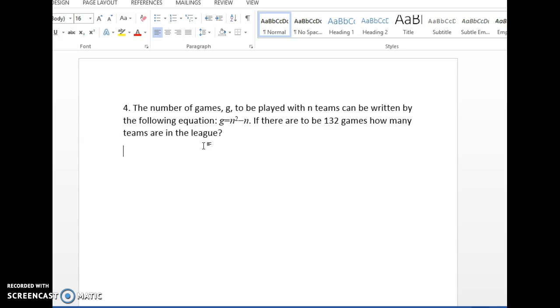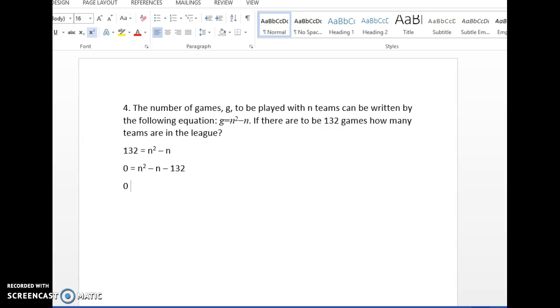And so g, it says there's going to be 132 games. So g equals 132. And then n squared minus n. So to solve this, we want to first subtract 132 from each side. That gives us 0 equals n squared minus n minus 132.